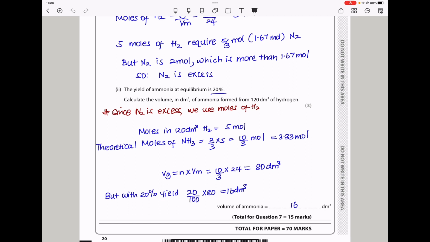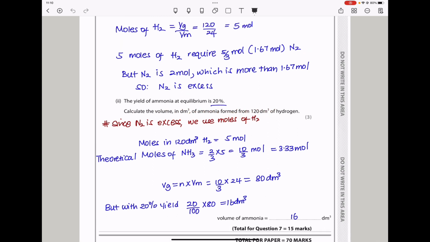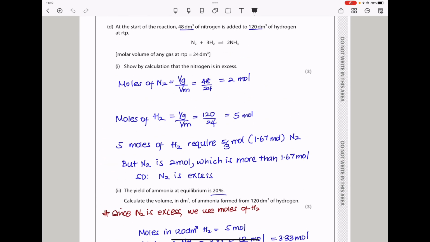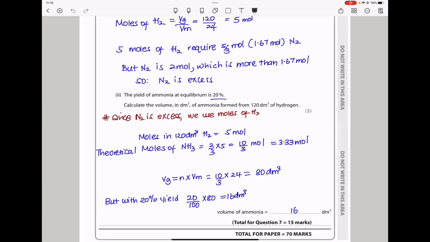The next part says the yield of ammonia at equilibrium is 20%. Calculate the volume in decimeters cubed of ammonia formed from 120 decimeters cubed of hydrogen. Since nitrogen is in excess, we're going to use the moles of hydrogen. So moles in 120 decimeters cubed of hydrogen are going to be 5 moles, and meaning the theoretical moles of ammonia are going to be, when you go back to the equation, you can see the moles of ammonia are going to be 2 divided by 3 times the moles of hydrogen. So 2 divided by 3 times 5, which gives us 10/3 mole, or you could say 3.33 mole.